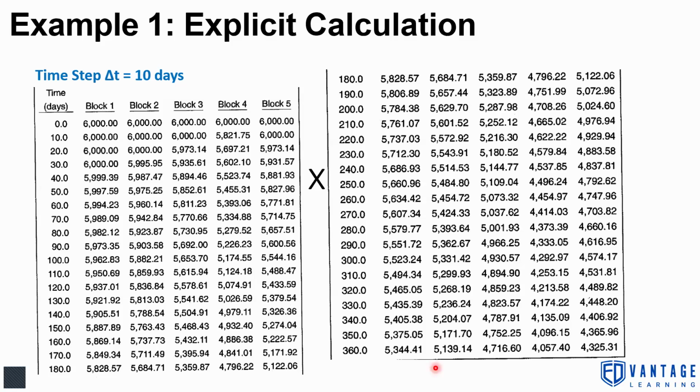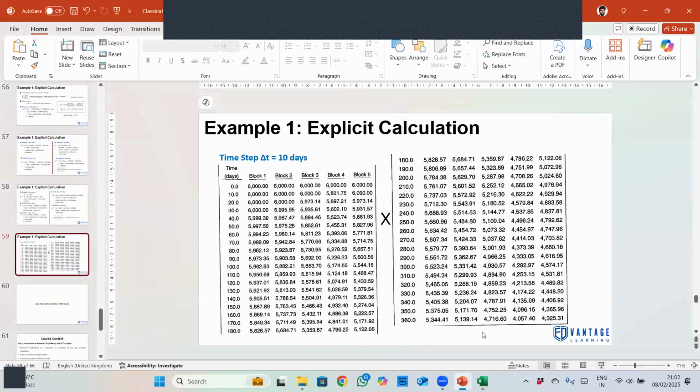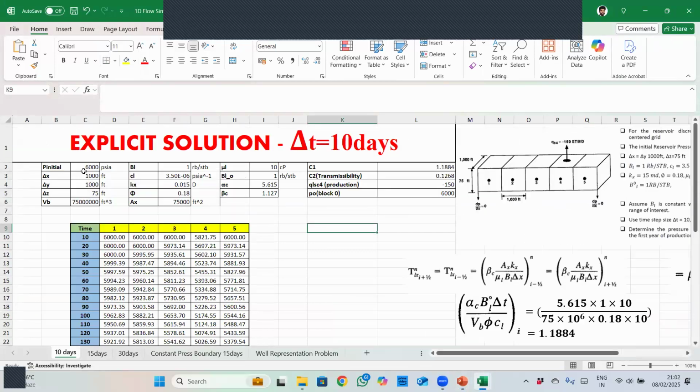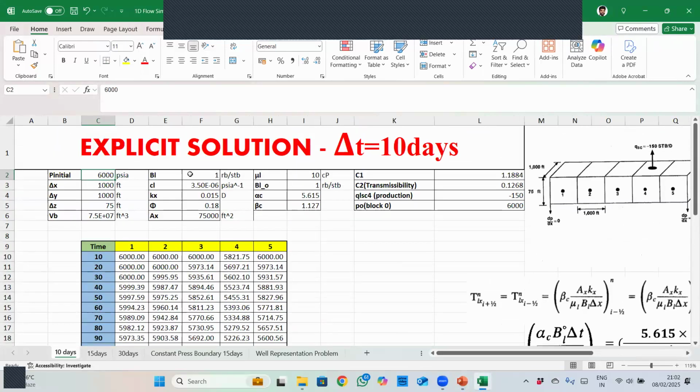Let's now look at this example in Excel. This is the example that I wanted to show you, the same example where initial pressure is 6,000 psi, Bl is 1, compressibility is 3.5 times 10 power minus 6 psi inverse, Kx is 0.015 darcy, porosity 0.18, 18% porosity. So we have alpha c and beta c, two constants, where alpha c converts barrel to feet cube, 5.615, and beta c is the conversion factor that came in Darcy's law, 1.127.